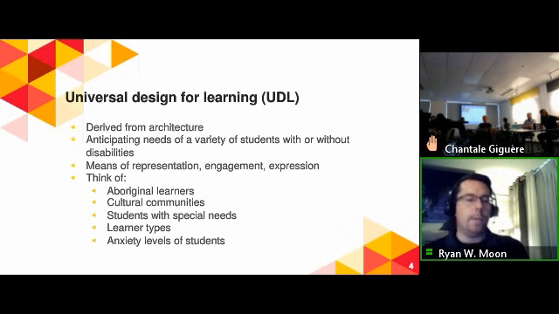There are, of course, students that have learning disabilities or special needs that we can design for. There are people with different learner types and preferences, people who are more visual or prefer to learn things kinesthetically. So how can we design learning for them? And also a more recent phenomenon is we've seen very high levels of anxiety in students. So can we design our teaching and learning in such a way that we reduce the anxiety of students?